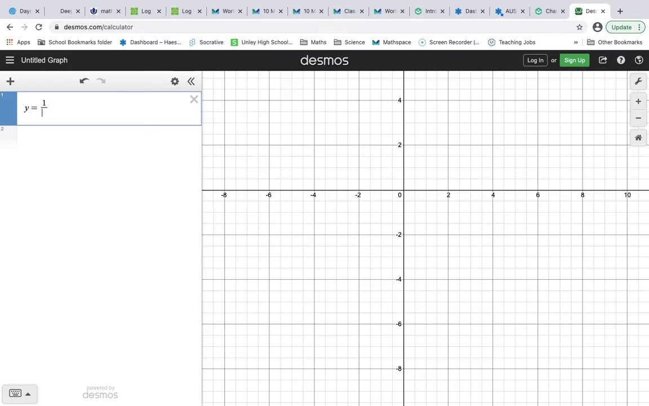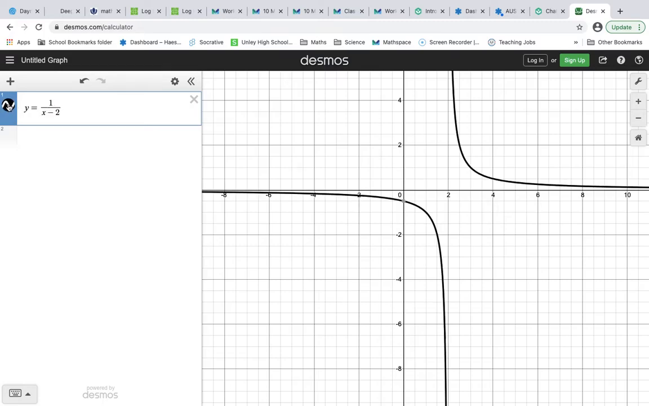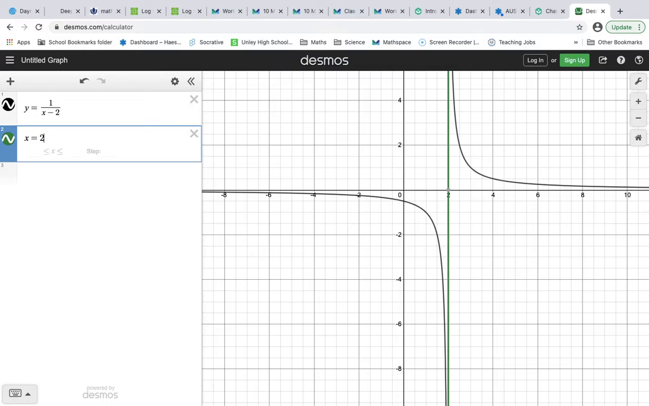If I was to change that position, let's do a -2, it'll shift it 2 over to the right. What we've done there is we've introduced a new horizontal asymptote at x equals 2. X can never equal 2, because you'd have in this function 2 minus 2 is 0 now, right? So the whole thing's shifted over.